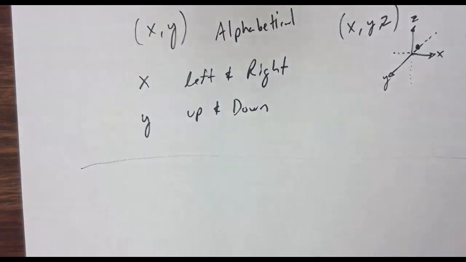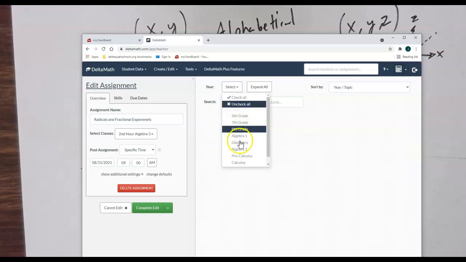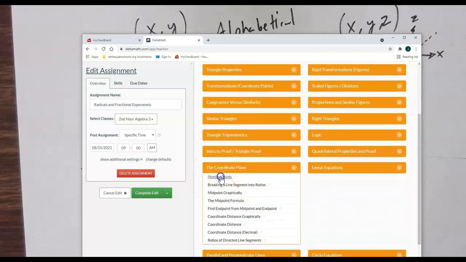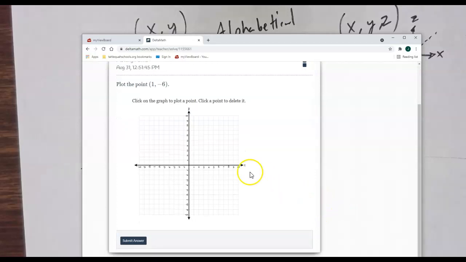Your assignment tomorrow will be on Delta Math, so let me see if I can find a good one from Delta Math here. We'll uncheck all, go to geometry here, go to the coordinate plane, plotting points. So remember that these are distances from the origin. If your x is 1, you're going 1 either left or right. 1 being positive, you're going to the right 1. The y being negative 6 means we're going down 6. So right 1 and down 6.